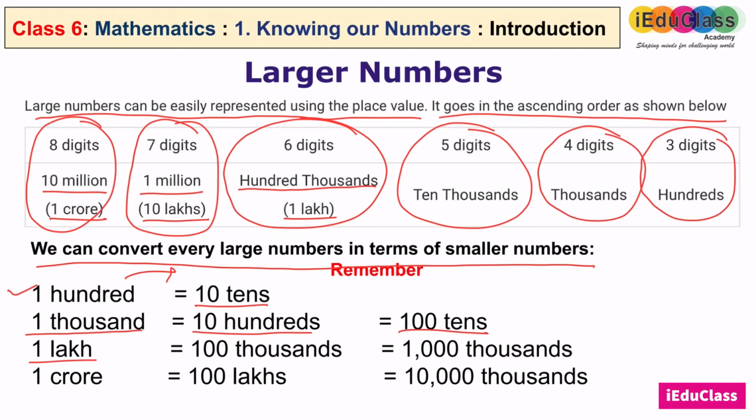1 lakh has a 50. So you can make it 100 into 1000 or 1000 into 100. 1 crore has a 70, so you can make 100 into lakhs or 10,000 into 1000.